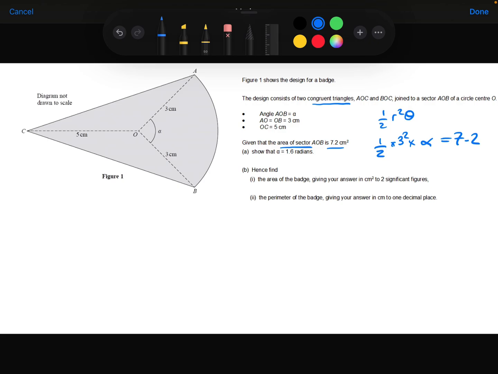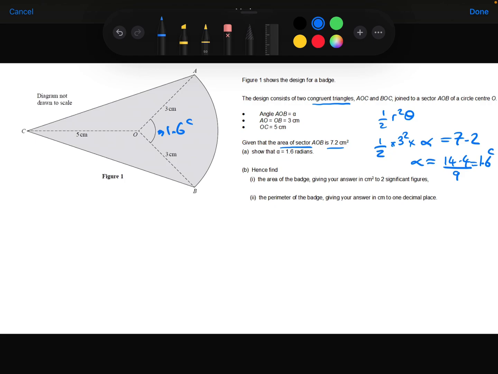So we have, if I times both sides by 2, and then divide both sides by the 3 squared, I get 1.6. So the angle there must be 1.6 radians. That's part A done. We now need to work out the area and the perimeter of the badge.